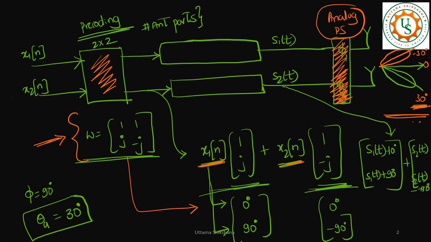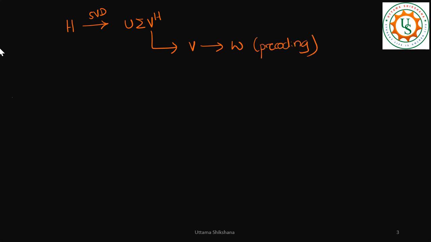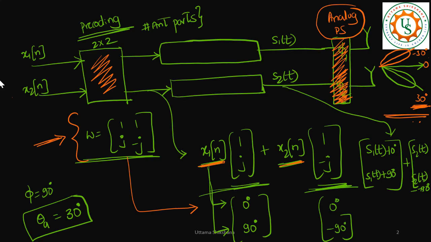But first of all, how did we even get this pre-coding matrix? We had estimated the channel using some reference signal, and then H is decomposed, SVD decomposition was done, and we got U sigma V Hermitian, right? And this matrix V, we are using as the matrix W, the pre-coding matrix, at the transmitter side. So that's where we used this pre-coding matrix.